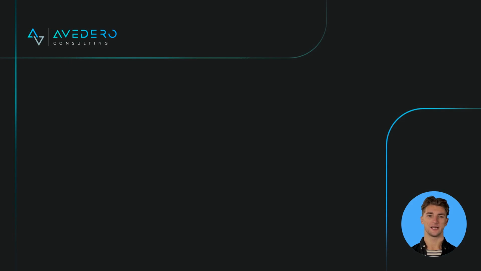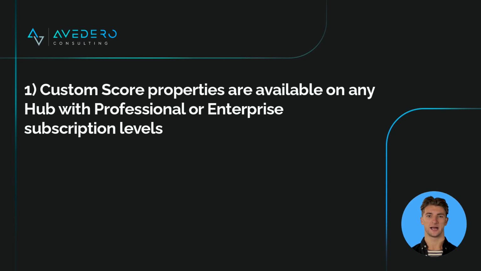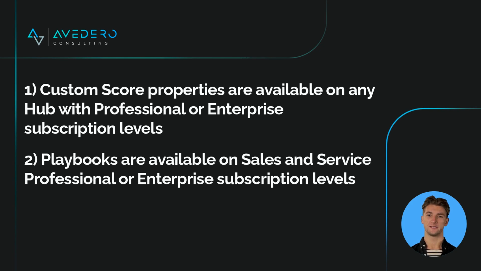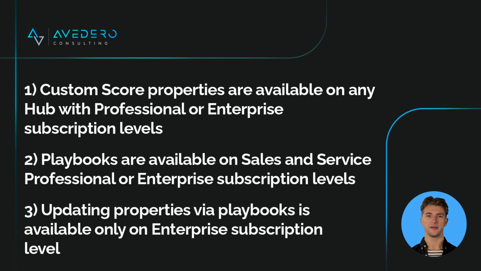Now when you know how to set up lead score property and create a questionnaire via Playbooks feature, you can streamline your qualification process so that your sales reps can easily go through it with new potential customers. Please consider the following things. Custom score properties are available on any hub with professional or enterprise subscription levels. Playbooks are available on sales and service professional or enterprise subscription levels. Updating properties via Playbooks on enterprise subscription level only.